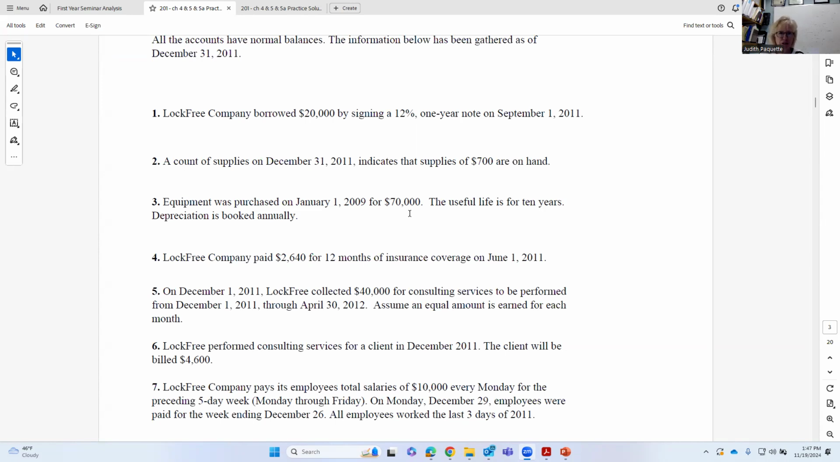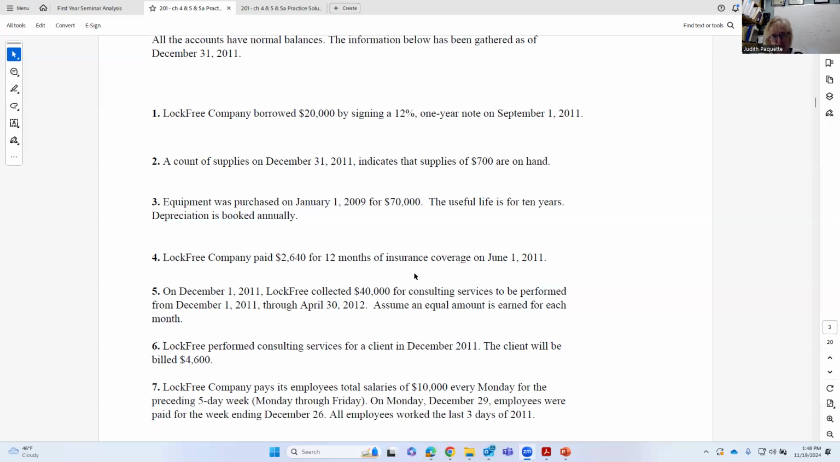So your strategy for this chapter is know the journal entry as far as what account is debited, what account is credited, and then work on the numbers because you have to do some calculations often for the numbers. Equipment was purchased, depreciation is booked annually. You know the journal entry: depreciation expense debit, accumulated depreciation credit. Okay.